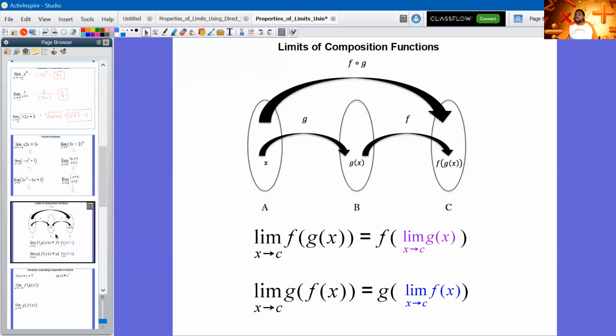So we're going to move on to composition functions next. So to find the limit of a composition function, f of g of x or g of f of x, all you're doing is take the limit of the inner function, and then whatever that is, you're going to evaluate that outer function, in this case here, f, at the limit of g. A similar argument, if you're going to find the limit of g of f of x, you're going to evaluate the limit of f as x approaches c. So whatever the limit of f is, you're going to evaluate the outer function, which is g, at the limit of f as x approaches c.